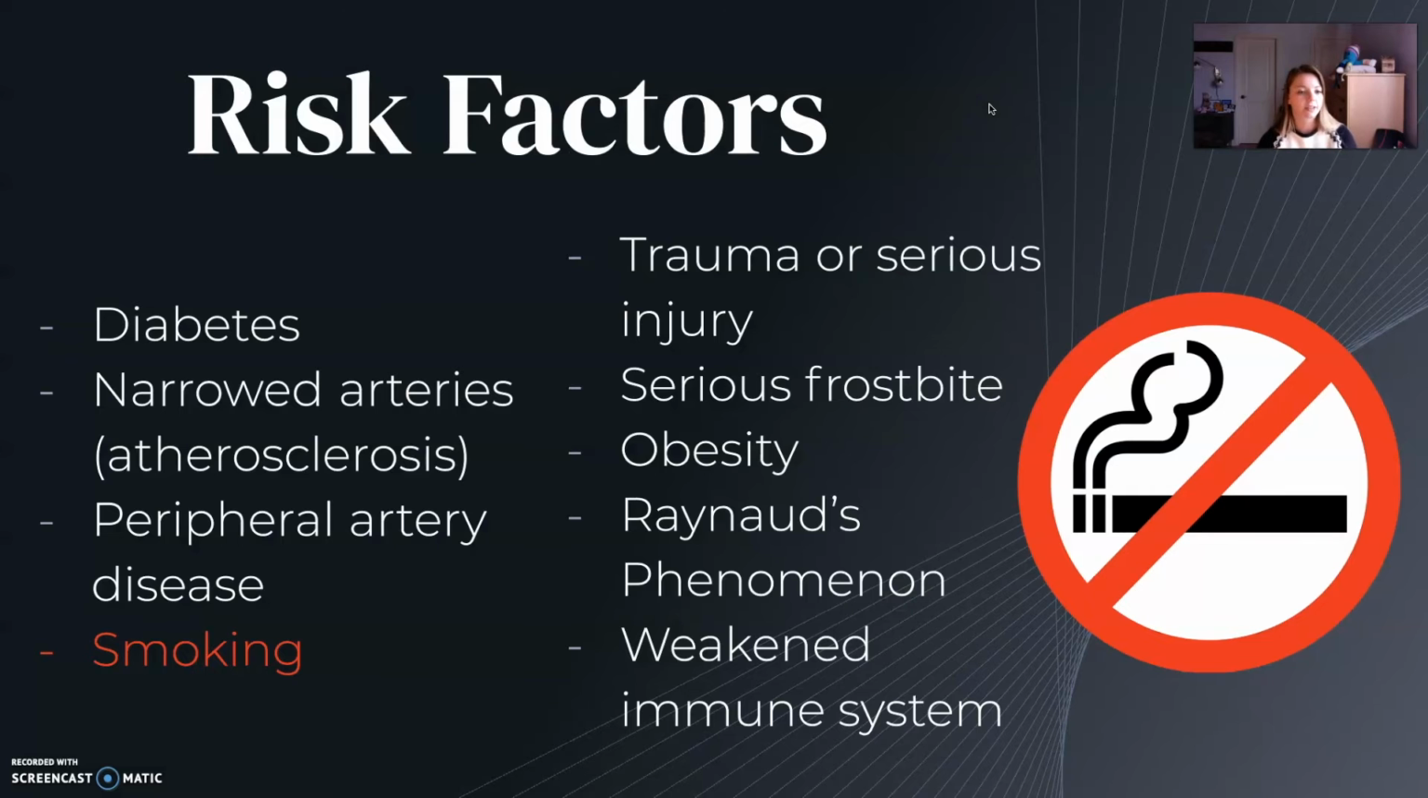So there are a lot of risk factors that go into people who develop gangrene. These are more predisposed people, so people who have diabetes or vascular diseases such as narrowed arteries or atherosclerosis, peripheral artery disease, or Raynaud's phenomenon, which is when blood vessels in your skin begin to narrow. Smoking really increases your risk for developing gangrene when you suffer trauma or serious injury, which is another risk factor for gangrene. Serious frostbite can cause gangrene, so can a weakened immune system and obesity.